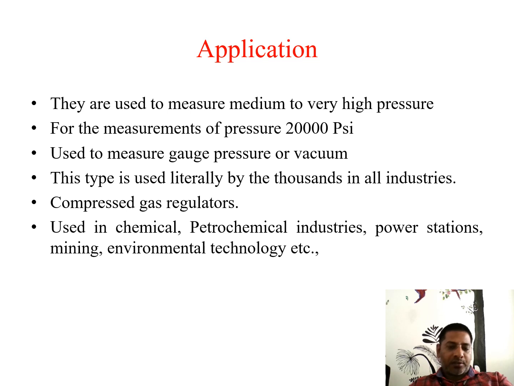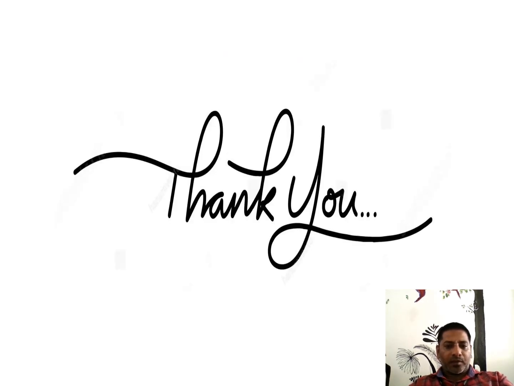There are some applications where they are widely used. They are used to measure medium to very high pressure, up to 20,000 psi, and used to measure gauge pressure and vacuum pressure. This type is used literally by thousands in all industries like the chemical industry, and compressed gas regulators are also used in the chemical, petrochemical industry, power stations, mining, environmental technology, etc.